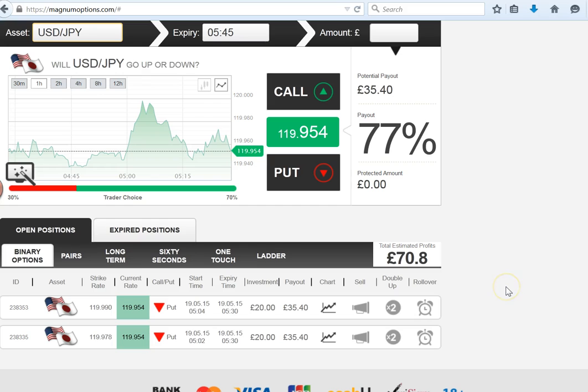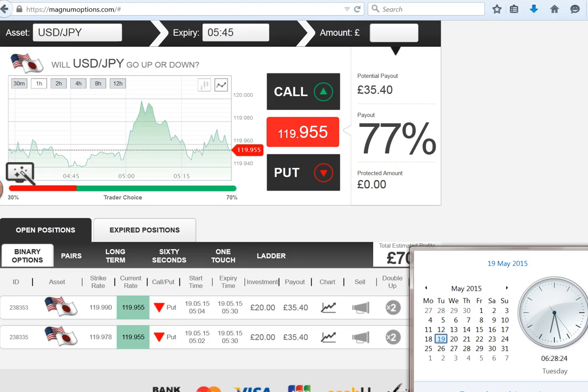Let me begin to prepare for the next trade. As you can see, this expires in the next 2 minutes. Let me just put up my clock. You can see here it's almost 6:30 UK time. It's expiring 5:30. It says 5:30 there, but that's GMT, so +1, it's 6:30.